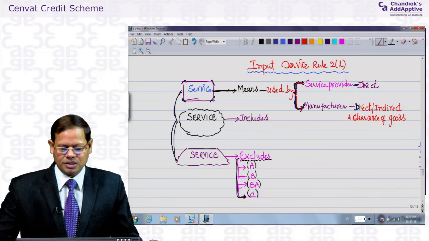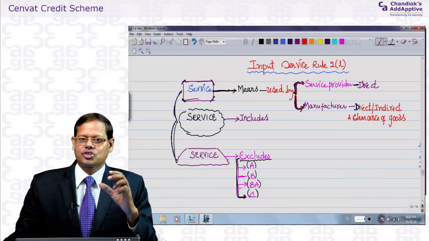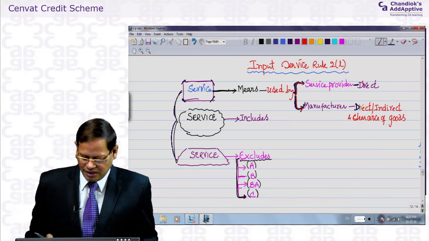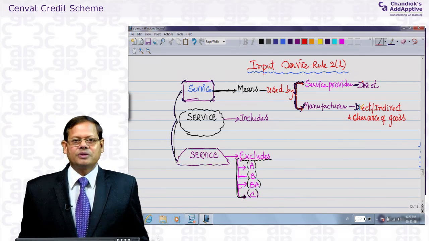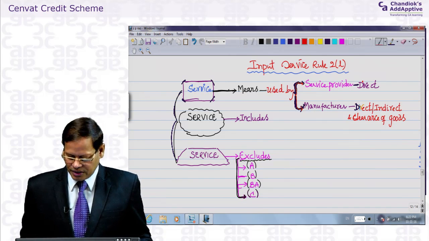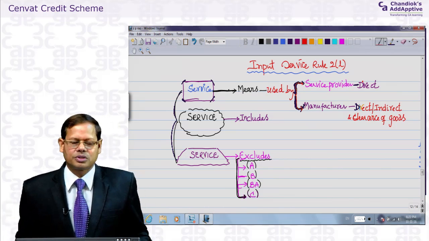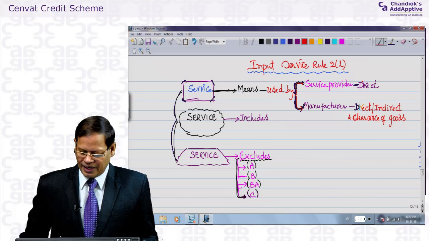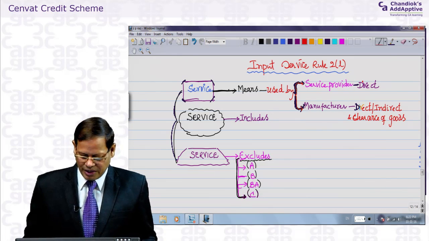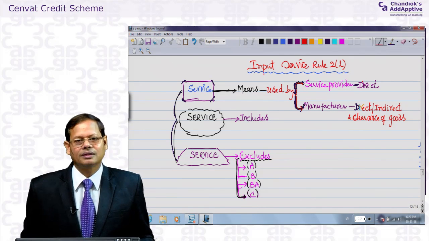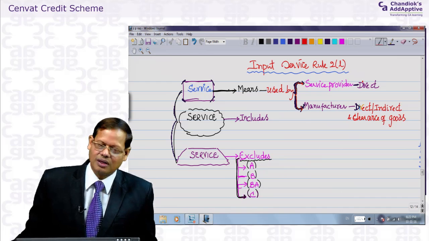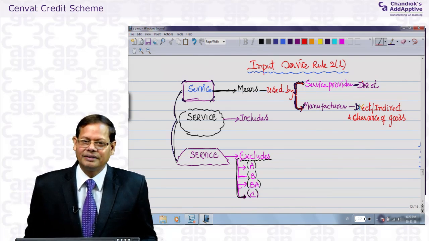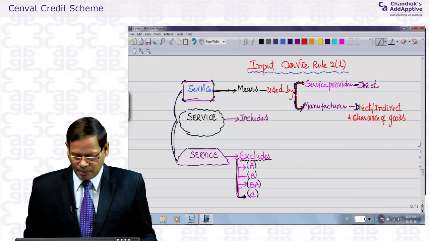Let me read out the text, and you please catch the text language, and then I will explain. Input service means any service used by a provider of output service for providing output service, or used by a manufacturer whether directly or indirectly in or in relation to the manufacture of final products, and clearance of final products up to the place of removal.